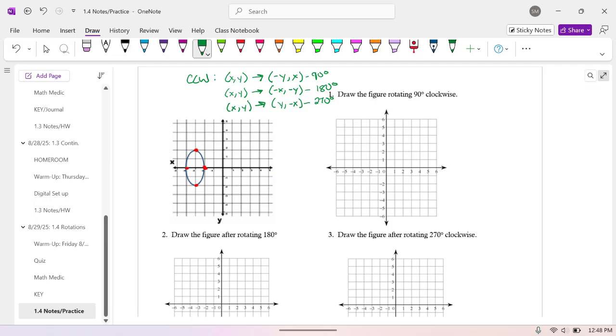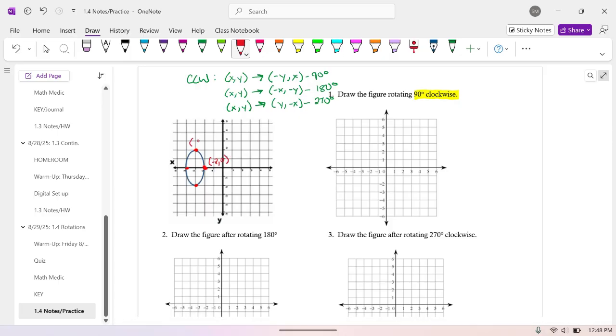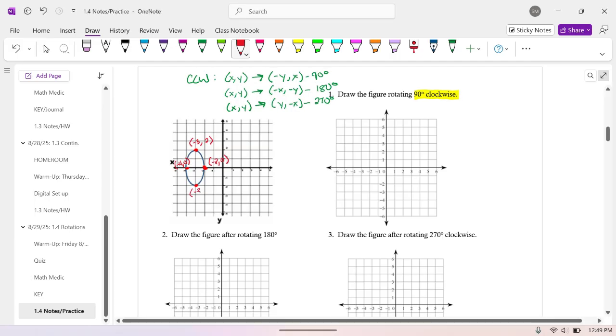Now, for clockwise, all right, so we're rotating 90 degrees clockwise. So here's our original figure right here. So this is at the point, I'm just going to go ahead and label the points. So this is at negative 2, 0, negative 3, 2, negative 4, 0, and negative 3, negative 2.